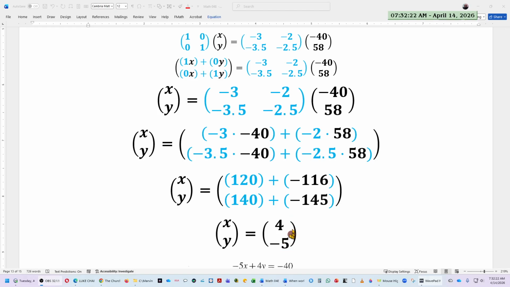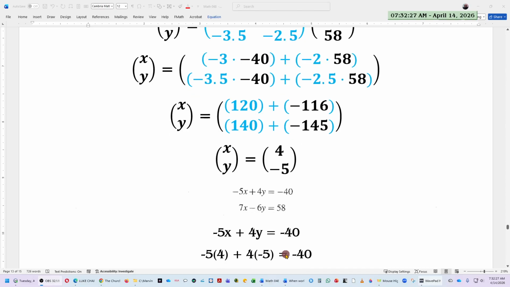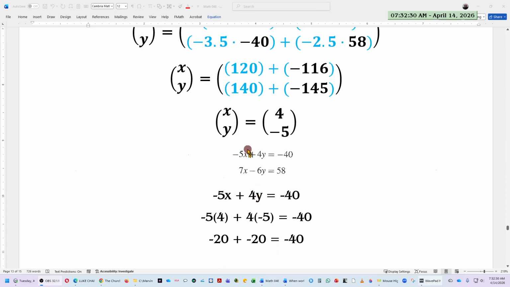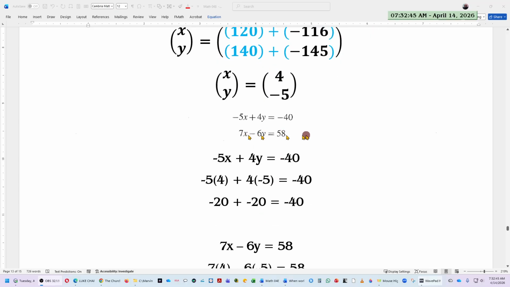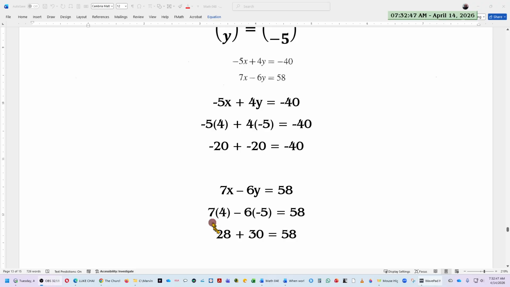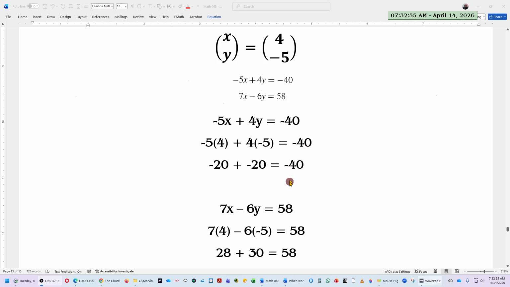After you get your solution, x is equal to 4 and y is equal to negative 5, you can do a test to check and see if it's the correct answer. This is the original set of equations. If we put the 4 where the x is and the minus 5 where the y is, we're going to get minus 20. Minus 20 is equal to minus 40. That is correct. If we choose the second equation and we substitute, we're going to get 28 plus 30, which is still 58. So the solution set that we have is accurate, and hopefully this helps.